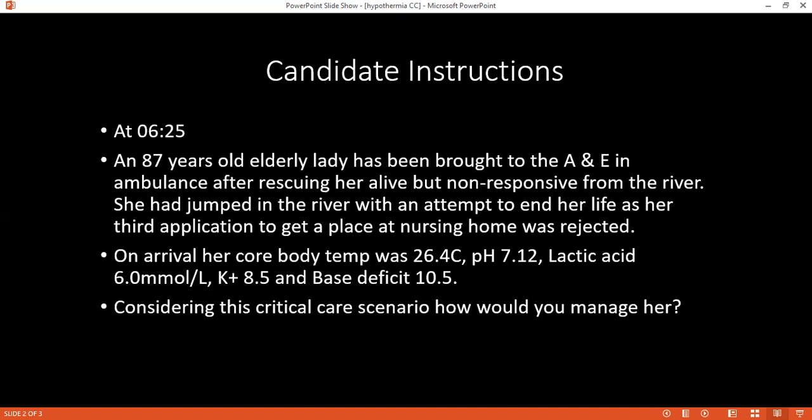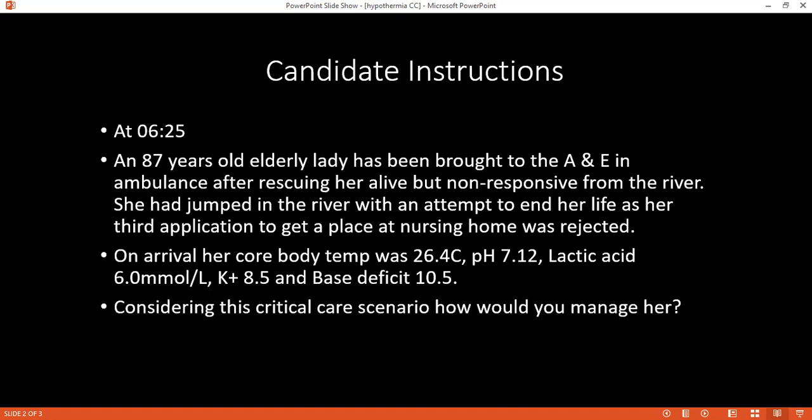By warming devices like a blanket. And I will give the patient warm IV saline. If there is any wound, I will do irrigation with warm fluid. Okay. And if the patient is exposed, then I will cover the patient.